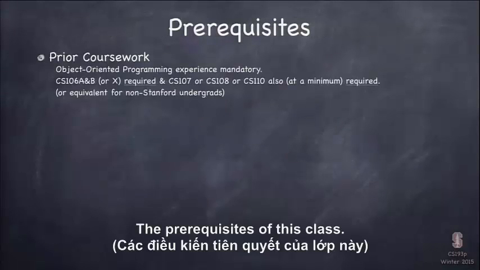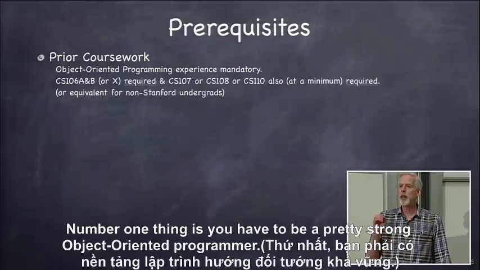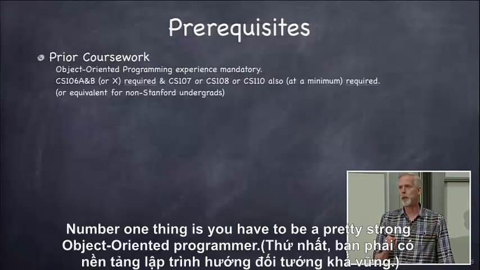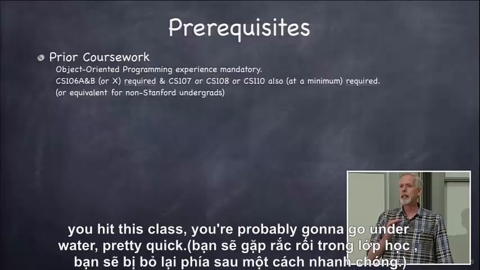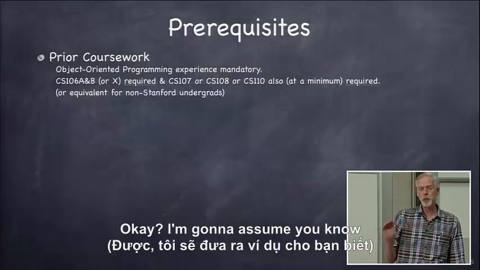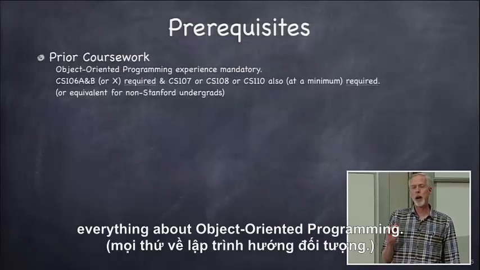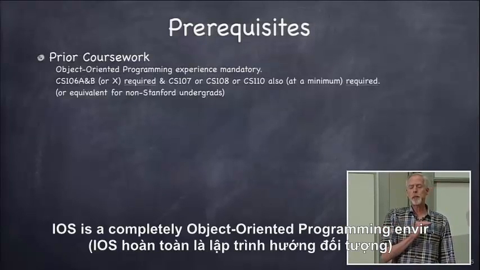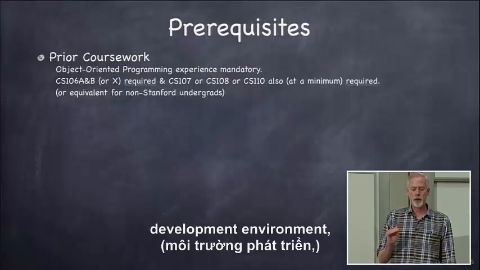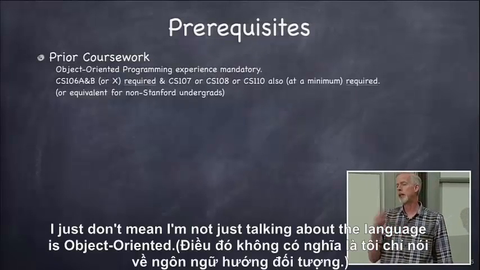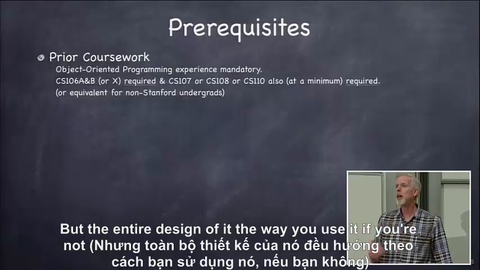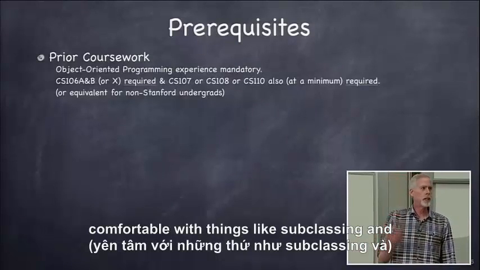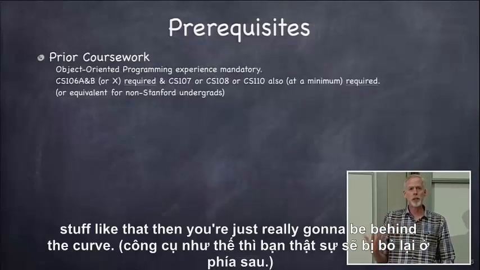The prerequisite of this class, number one thing is you have to be a pretty strong object-oriented programmer. If you're not a strong object-oriented programmer and you hit this class, you're probably going to go underwater pretty quick. Okay, I'm going to assume you know everything about object-oriented programming. iOS is a completely object-oriented programming development environment. And I'm not just talking about the language being object-oriented, but the entire design of it, the way you use it. If you're not comfortable with things like subclassing and stuff like that, then you're just really going to be behind the curve in iOS.